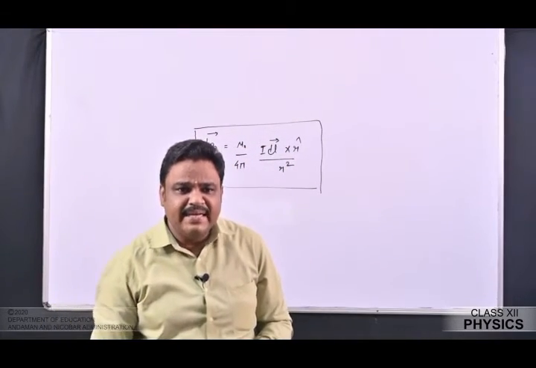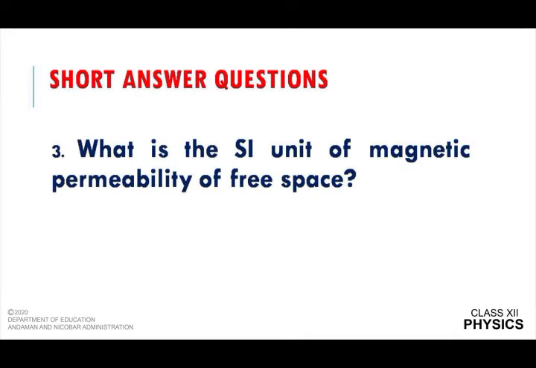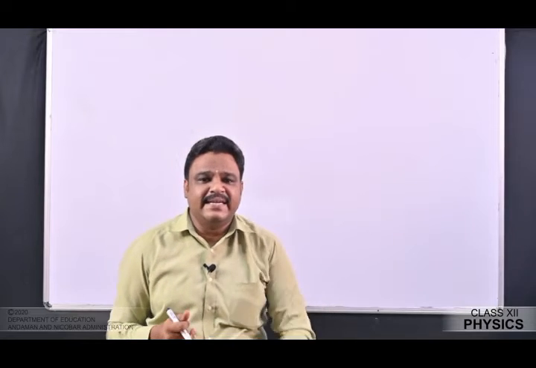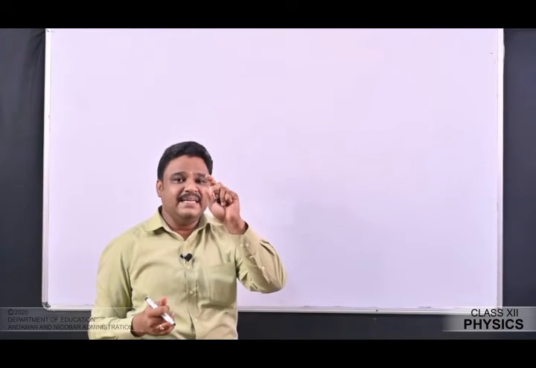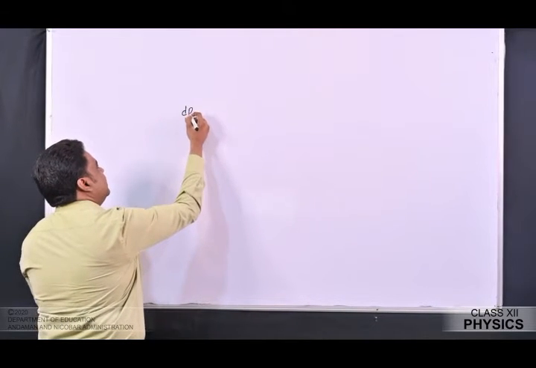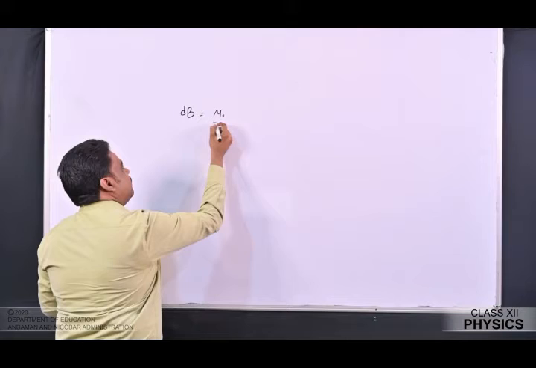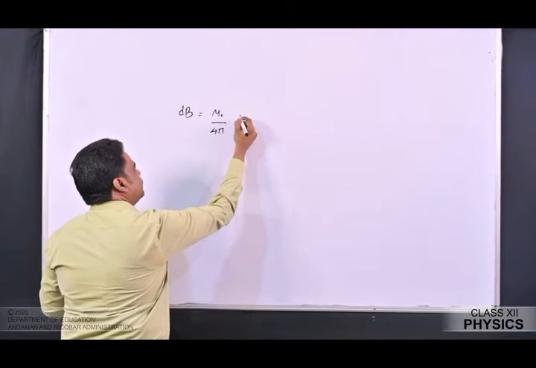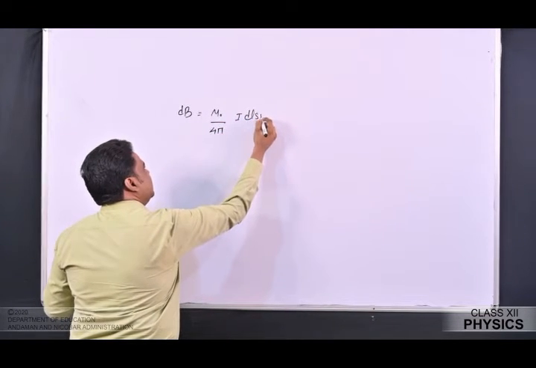I'm going to get into my third question. What is the SI unit of magnetic permeability of free space? You know what magnetic permeability is; it is creeping in the Biot-Savart law expression. The Biot-Savart law expression is dB is equal to mu naught by 4 pi, I dl sine theta by r square.